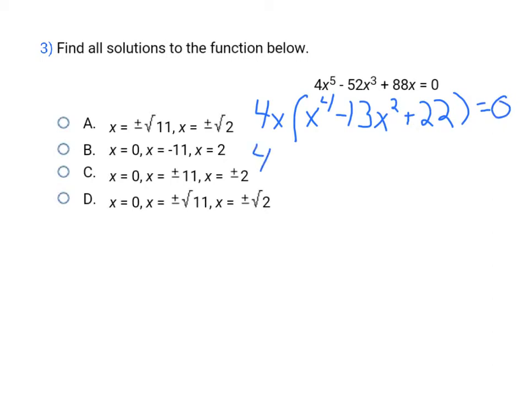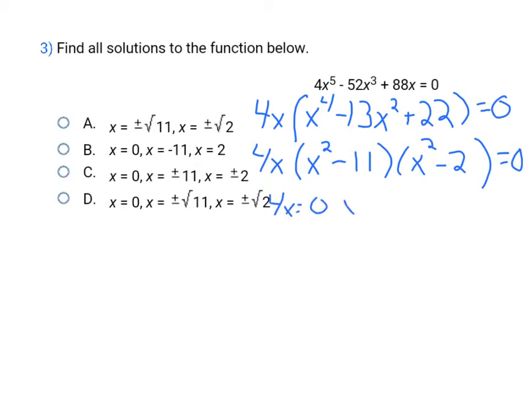And then I can go ahead and factor this. My x to the 4th is going to break up into x squared and x squared. And then factors of 22 that add to 13 are negative 11 and negative 2. And now, this time, I can't factor these anymore. So I'm just going to set 4x equal to 0, x squared minus 11 equal to 0, and x squared minus 2 equal to 0, and solve each of those.